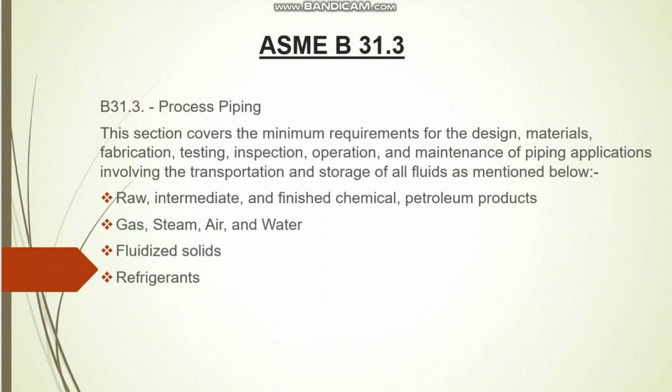For example, we will see what is there in B31.3. In B31.3, the process piping section covers the minimum requirements for the design, material, fabrication, testing, inspection, operation and maintenance of piping applications. It covers lots of products, like petroleum products, and oil and gas. You can use steam, air and chilled water also. It comes under ASME B31.3.